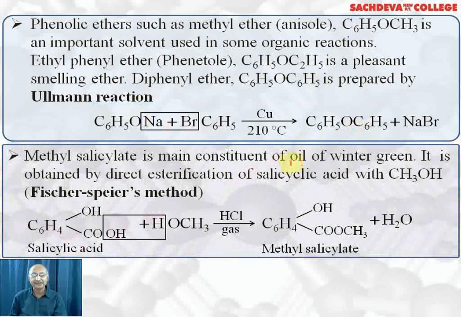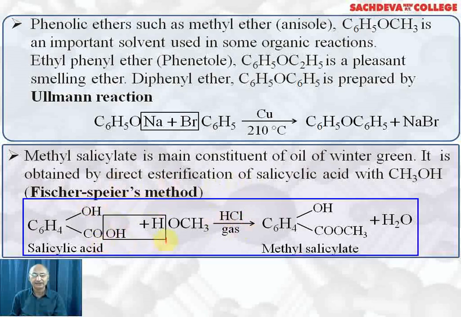Methyl salicylate is the constituent of oil of wintergreen. It is obtained by direct esterification of salicylic acid with methyl alcohol in the presence of HCl gas. This is called Fischer-Speier method. Salicylic acid, when it reacts with methyl alcohol, water is removed in the presence of HCl gas, which absorbs water and acts as dehydrating agent, resulting in the formation of methyl salicylate.